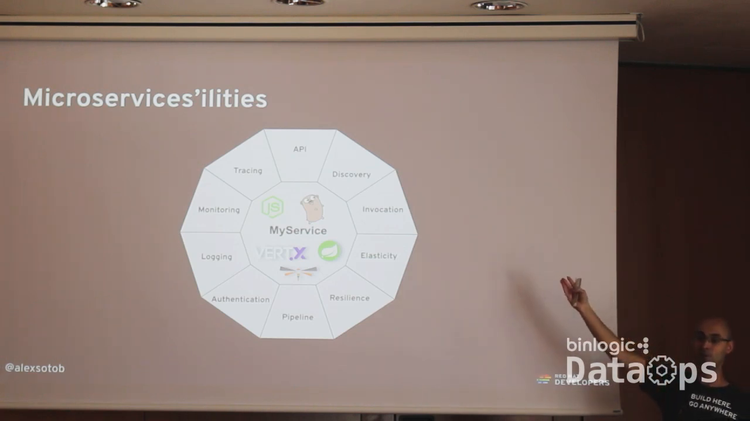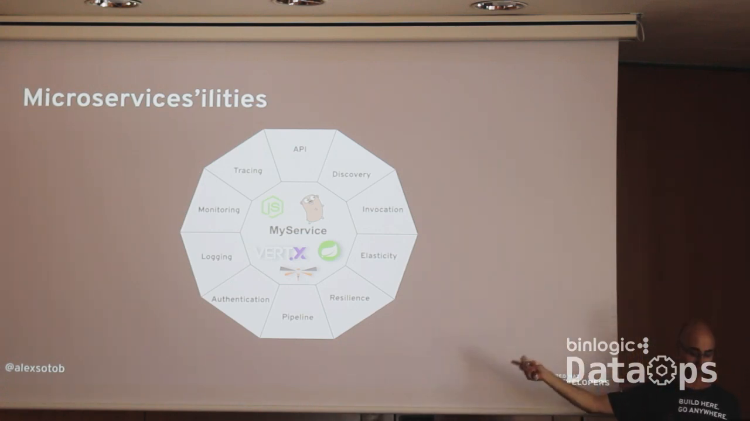We have discovery, we need to know how we can discover our services. We need to know how to invoke the services. Maybe it's HTTP, maybe gRPC, depending on the protocol. We need elasticity, we need to be able to scale up and scale down, depending on the traffic. Resilience, this is a really important thing. It's what happens when there's one service that is failing. What happens with the callers? The callers should do something. This is about resilience.